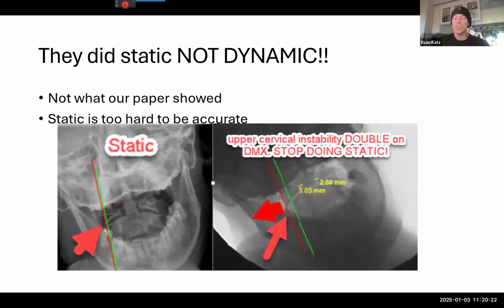So again, here's something we showed. This is the same patient that came from another office. They did static, we did DMX. It went from not unstable to significantly unstable because there are so many parameters of movement that occur there. Getting it right is incredibly difficult. So they didn't even use the appropriate diagnostic test that we showed to be incredibly accurate.